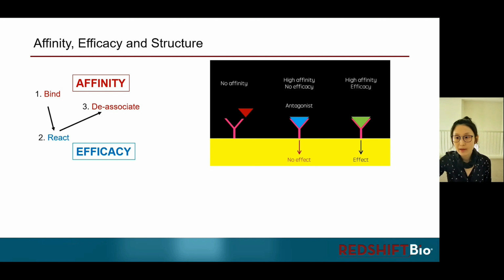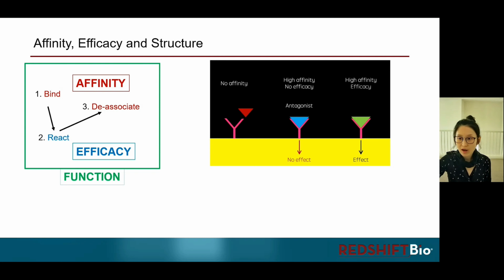Efficacy, on the other hand, is a measure of the action of a drug once binding has occurred. Like the diagram on the right, a drug that has no affinity is no use. An antagonist is expected to have high affinity yet no efficacy, while other types of drugs need both high affinity and high efficacy. So affinity and efficacy together will describe how the drug will function.